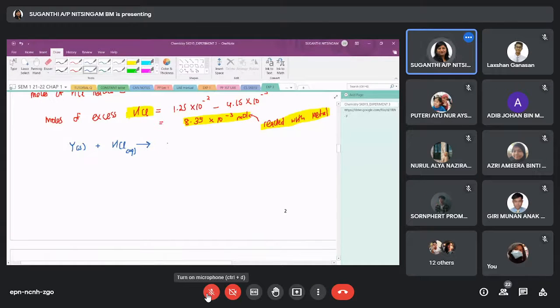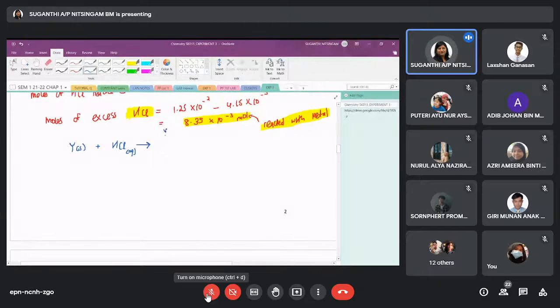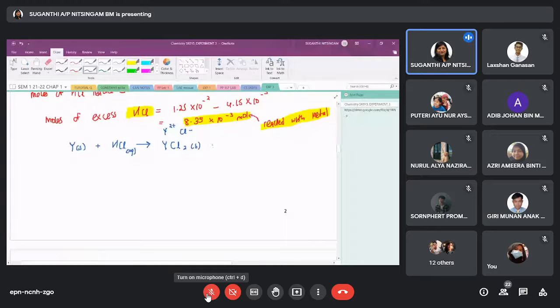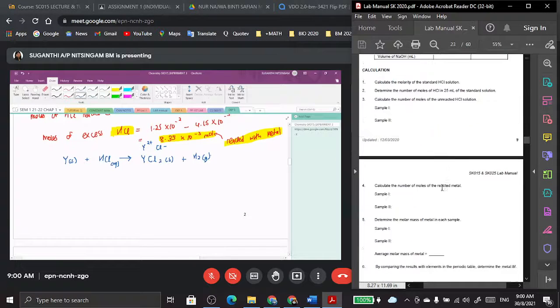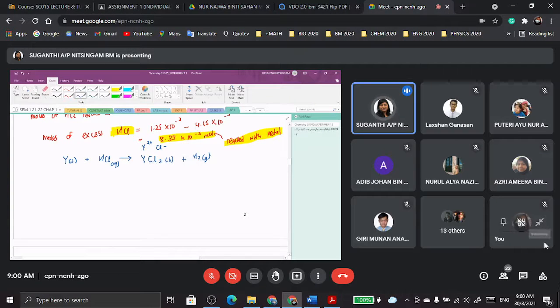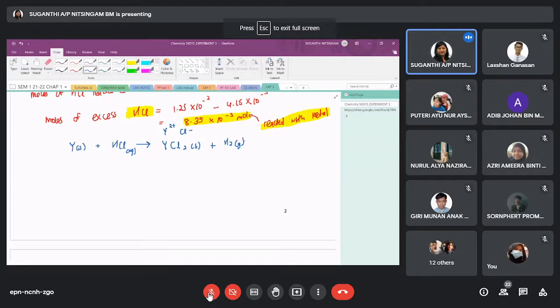Okay? So now when we do it, kita akan dapat apa? We must get here a salt kan? So the salt is between Y and Cl. Cl is minus, this is 2 plus. So bila dia gabung dia jadi YCl2 solid. Tambah H2 gas. Okay, faham tak? It's very interesting sebab daripada sini that is how we can get now our equation.